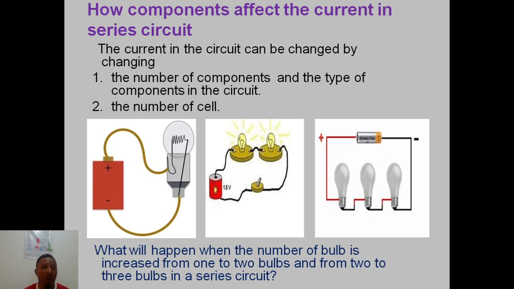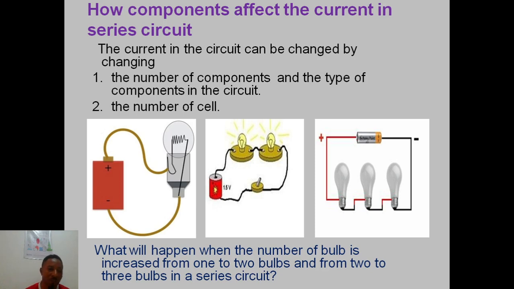Now let's start with this. How components affect the current in a series circuit, and then we are going to look at how components affect current in a parallel circuit. For series circuits, current in a circuit can be changed when you change the number of components. Let's say you decide to increase the number of bulbs from 2 bulbs to 3 bulbs and so on, or you decide to increase the number of cells. These are some of the things that affect the current.